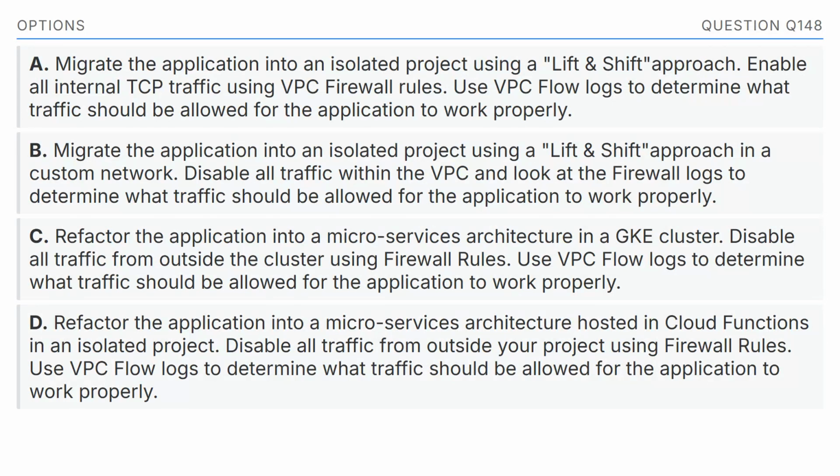The options are: Option A, migrate the application into an isolated project using a lift and shift approach. Enable all internal TCP traffic using VPC firewall rules. Use VPC flow logs to determine what traffic should be allowed for the application to work properly.